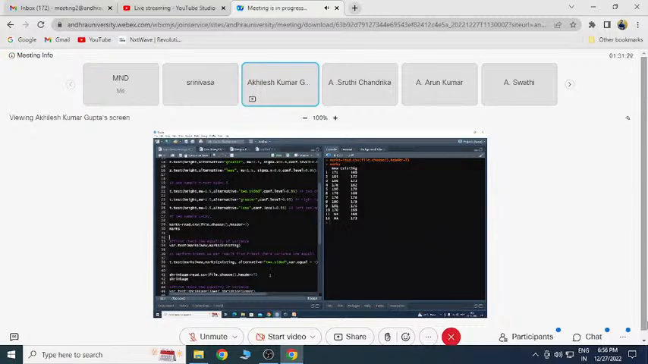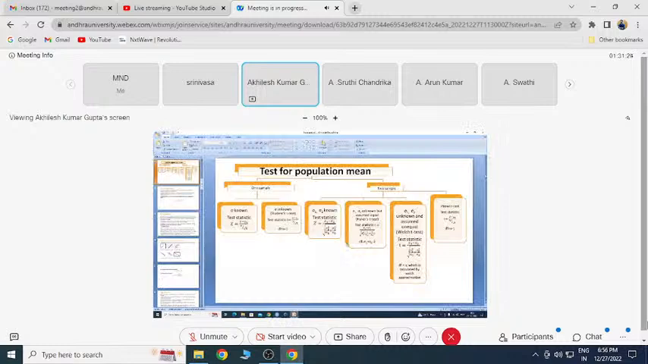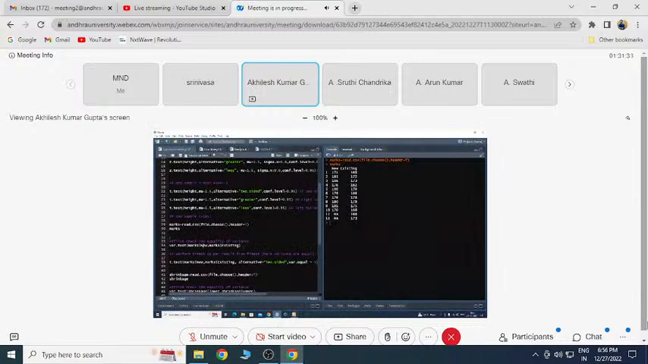Like I told you, for performing the t-test, first you will have to know whether the variances are equal or not. So first we will check whether our variances are equal or not. This is our F test. For the F test, you have a very simple command, var.test.